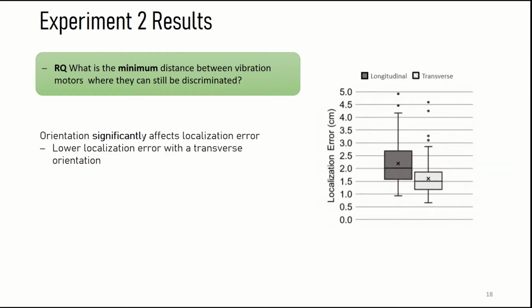With regard to orientation, we found a significant difference between longitudinal and transverse. A transverse orientation resulted in a lower localization error in comparison to a longitudinal orientation.